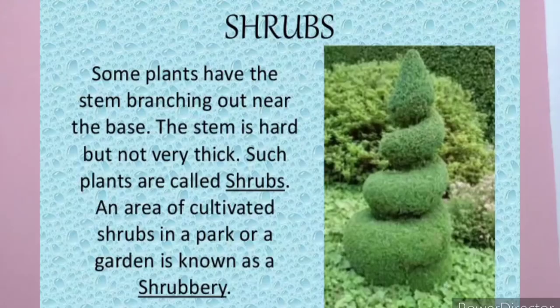Next we have the shrubs. Some plants have the stem branching out near the base. The stem is hard but not very thick. Such plants are called shrubs. An area of cultivated shrubs in a park or a garden is known as a shrubbery.